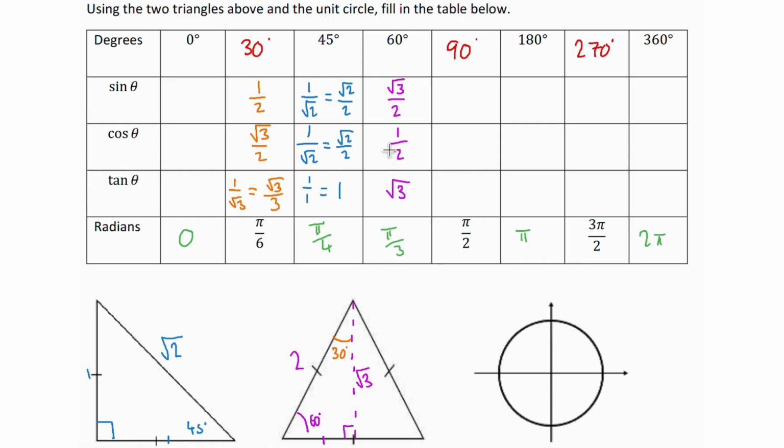You can see there is a relationship particularly between sine and cosine here, that they are opposites of each other for 30 and 60.